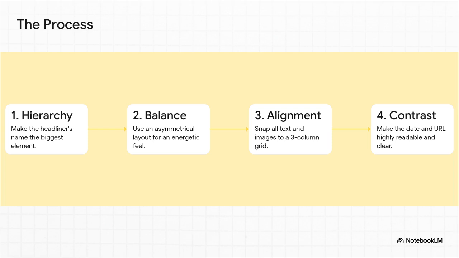Then alignment. To keep it from looking messy, we decide to use an invisible 3-column grid. The band name snaps to the left line, venue info to the center line, a photo snaps to the right. See? Nothing's just floating around. And finally, contrast. We make absolutely sure the most critical details, the date, the time, the ticket website, are impossible to miss. We'll set them in a clean, bold font against a simple, solid background.